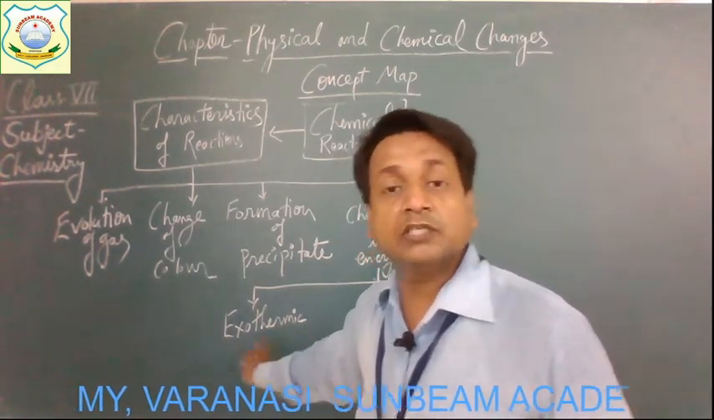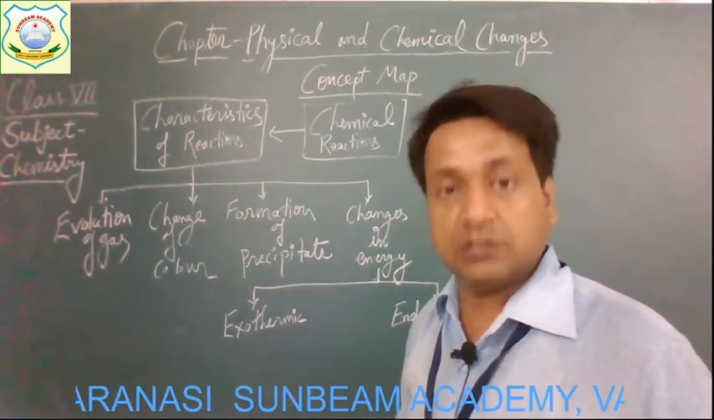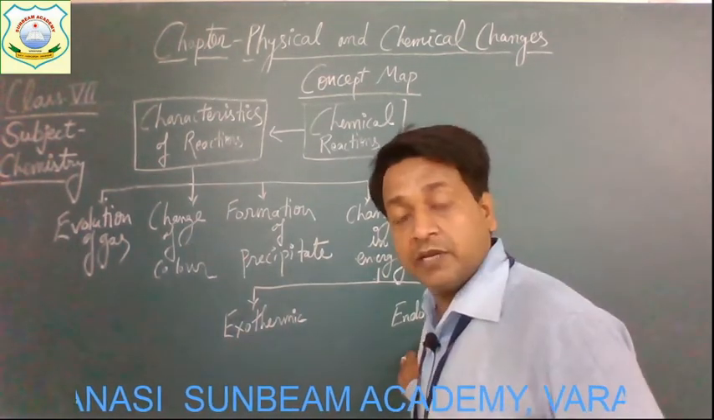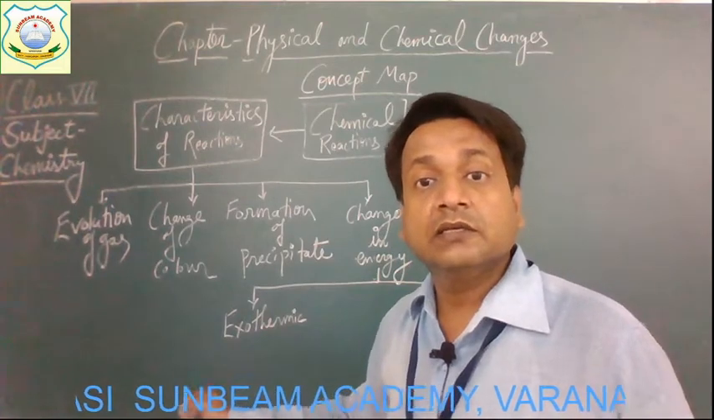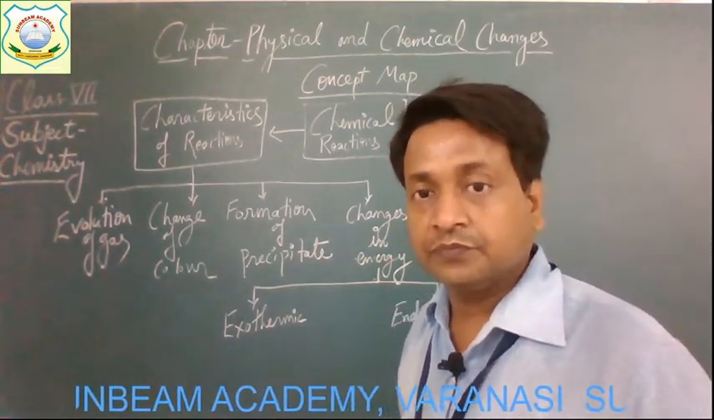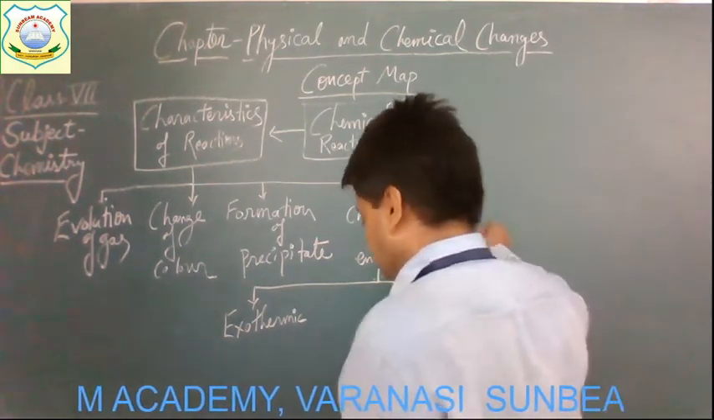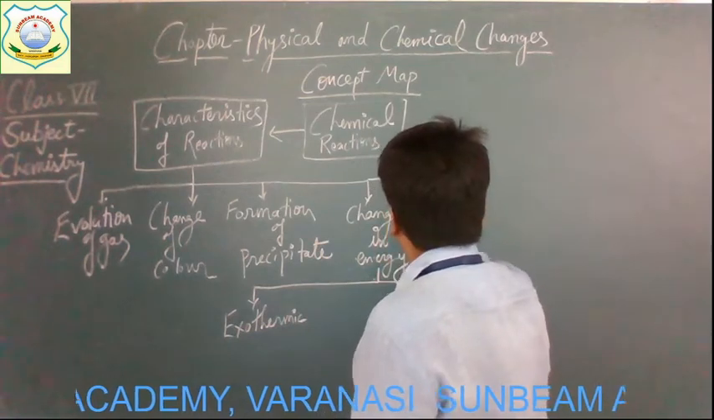Exothermic chemical reactions are those in which what happened? Heat is produced, and endothermic reactions are those in which heat is involved. Okay, heat is required. Now, the next characteristic of a reaction is change of state.